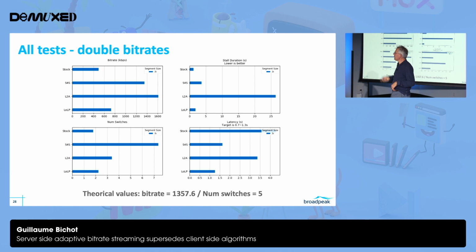We double the bit rates, and we have the same kind of result. You can see that S4S is right on the target. The target was 1,357 bits per second, and we are right in there. Again, for the others, roughly the same result as before. Number of switches, a bit over for the S4S. Nothing is perfect, right?